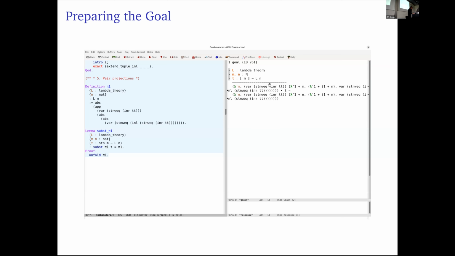So here, maybe the details are not so important. On the right hand side, what we want to show is an equality between lambda terms, essentially. So this goal here on the right hand side is an equality of lambda terms. There's an equal sign here, and on the left hand side there's something lambda e, and on the right hand side there's something lambda e. And all of these equalities take place within a lambda theory L.